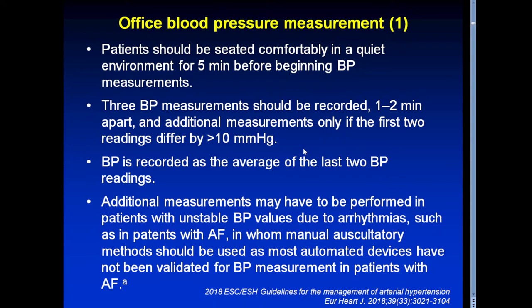Additional measurements may have to be performed in patients with unstable BP values due to arrhythmias, such as in patients with atrial fibrillation, in whom manual auscultatory methods should be used as most automated devices have not been validated for BP measurement in patients with atrial fibrillation.